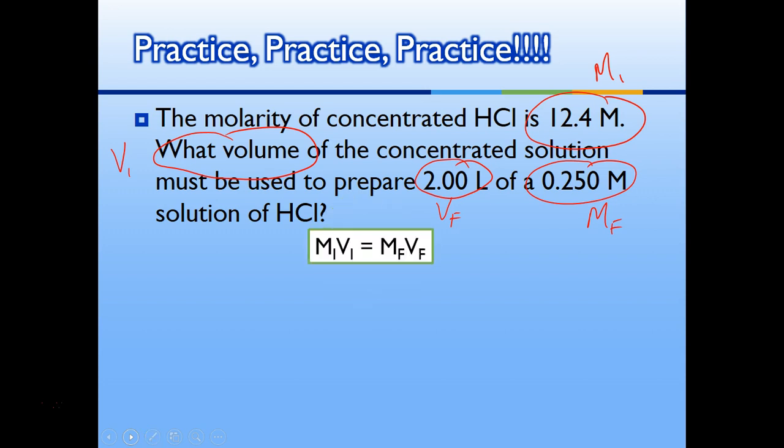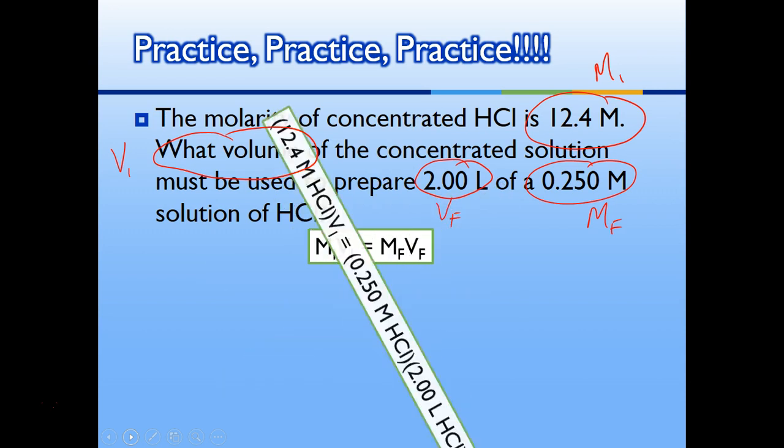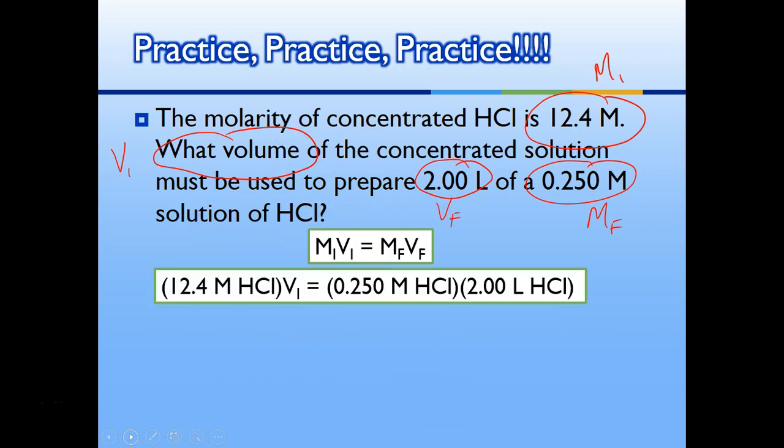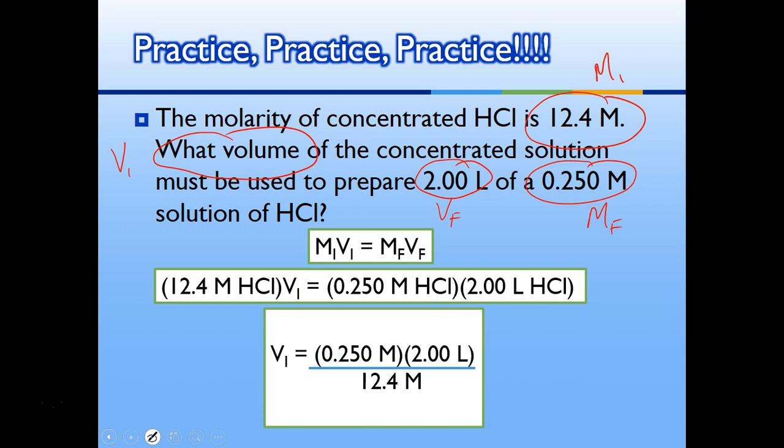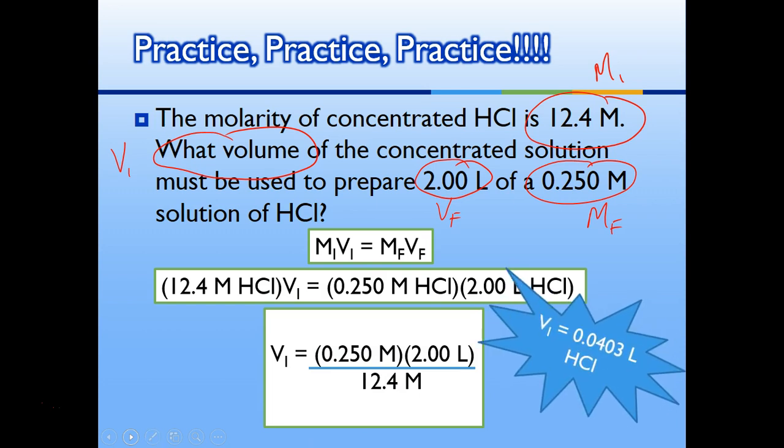So you're going to start with your equation, MiVi equals MfVf. Plug in the information that you do already know. In this case, we know we have a 12.4 molar solution we're starting with. We don't know its volume. We have its ending concentration we're looking for and its ending volume. And then it's just a matter of doing general basic algebra to solve for it. In this case, distribute things around, and the volume comes out to be 0.0403 liters of HCl.